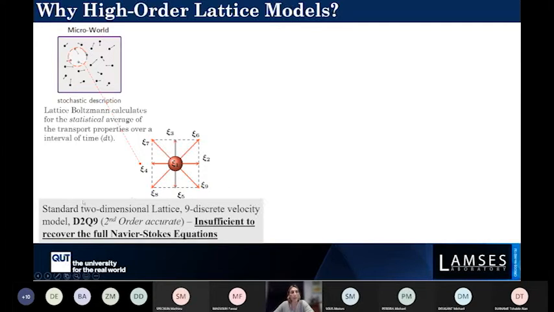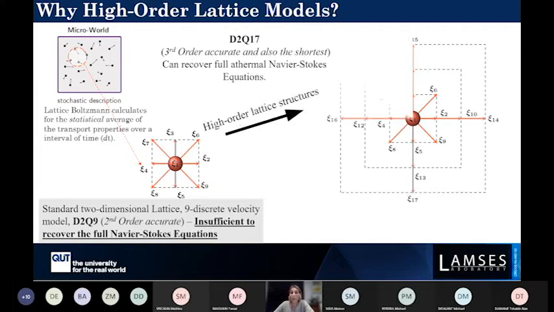The problem with this particular lattice structure is that it's only second order accurate. Because of that, we can't fully recover the Navier-Stokes equations, which means we won't be able to fully recover the macroscopic behavior of the fluid flow. If we want to further recover the Navier-Stokes equations, we can move to a D2Q17 model, for example, that is represented here. That's one of the possible lattice structures. It's third order accurate, and we can recover the Navier-Stokes equations, but not completely. We are missing the heat flux, basically.